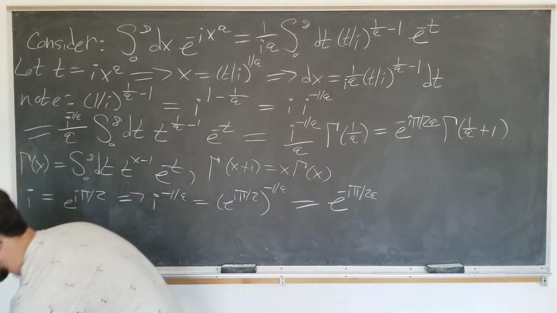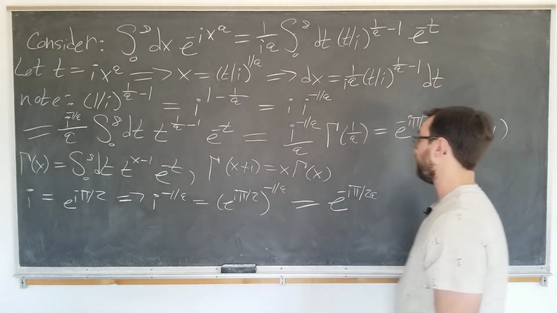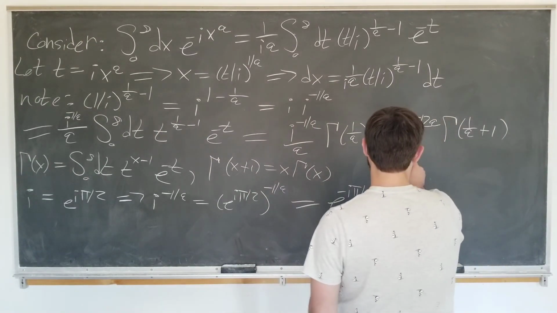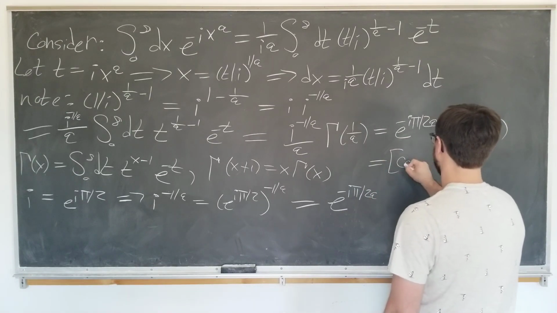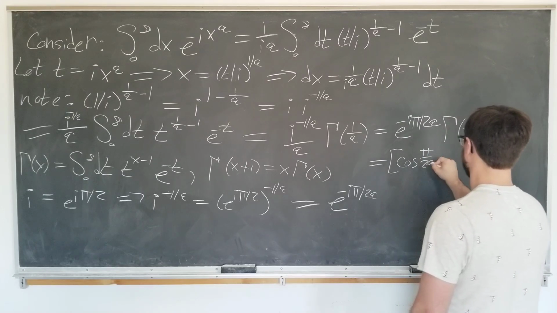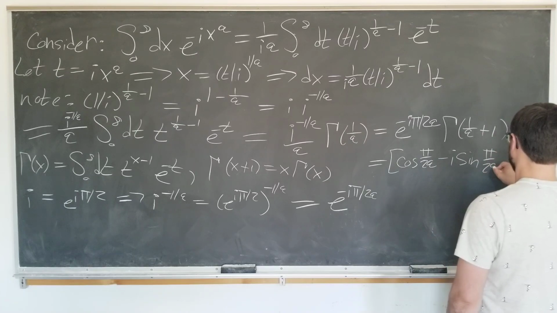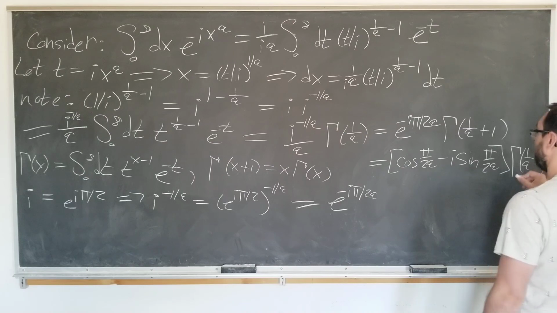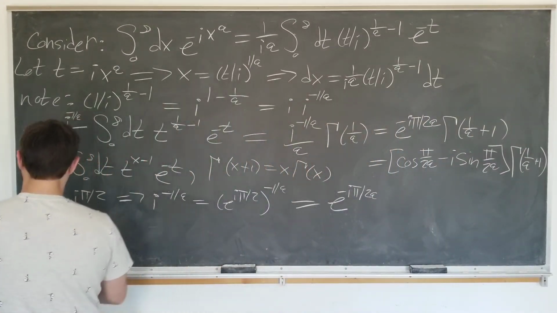I think that's right. Let me just check it. Yep, this is right. And now we are going to do the final simplification here. Note that this is actually equal to, just expanding the complex exponential, cosine of pi over 2a minus i sine pi over 2a, times gamma of 1 over a plus 1. So we can see that the real and imaginary parts are the answer that we seek. We can write down here.